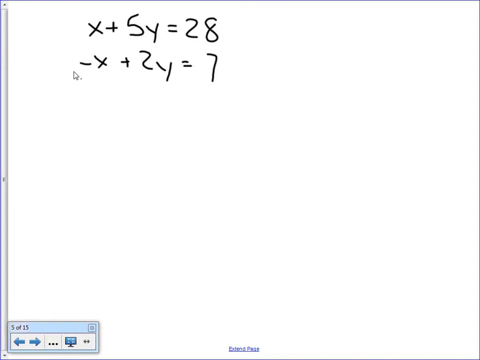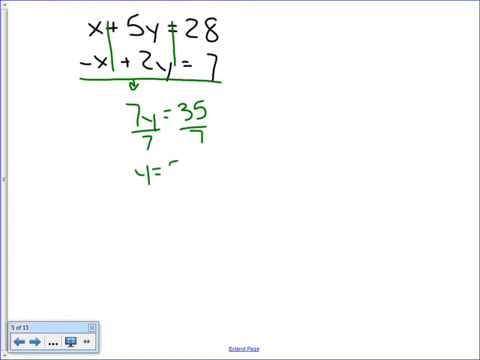Okay, so here's another example of elimination. If you notice on this one, I have a positive x and a negative x. Those terms will cancel out when I add. So x and negative x zero out, and I'm not even going to write anything. Then 5y plus 2y will give me a 7y, and 28 plus 7 will give me a 35. Solving for y, we divide by 7 on both sides. So y will equal 5.